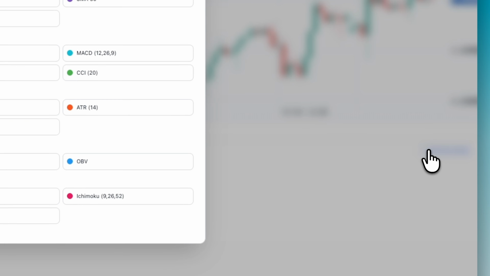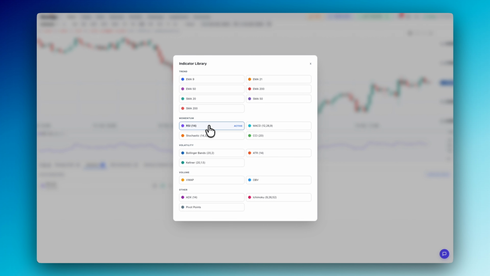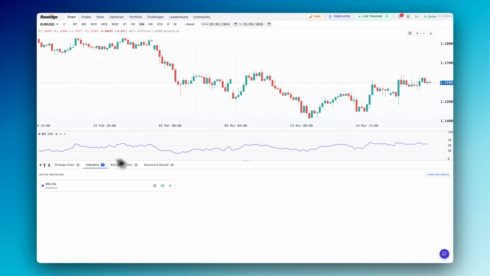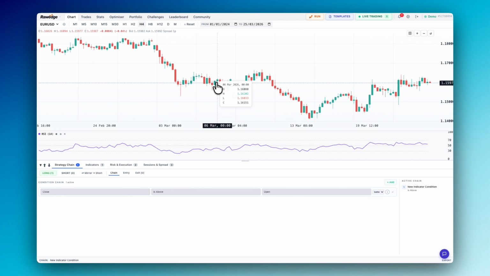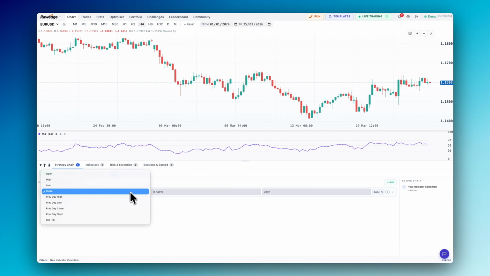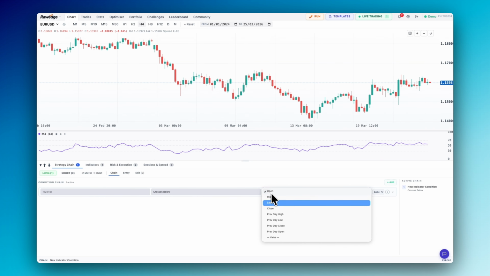I'll start by adding an indicator in the indicator section. For this example, I will use RSI. I will now go back to the strategy chain and add a condition for the RSI. I want the RSI to identify oversold markets, so I want the condition to trigger when the RSI crosses below 30. To do this, you just pick RSI 14, set it to crossing down and type 30. Done. When RSI dips below 30, that condition is met.